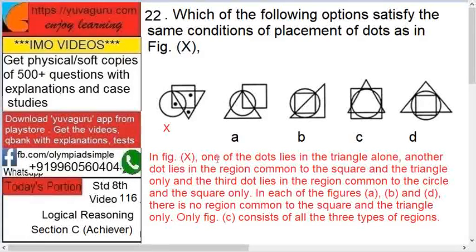In figure X, one of the dots lies in the triangle alone. This one means there is one region only for triangle. Another dot lies in region common to square and triangle, means there is one region which is common only to square and triangle. And third dot lies in the region common to circle and square. Circle and square means there is one region which is common only to circle and square. So what do you mean is you have to find certain.